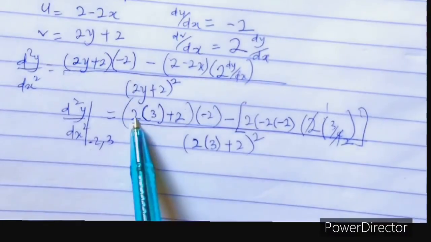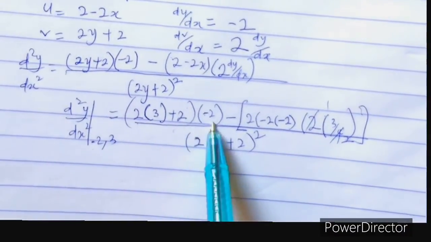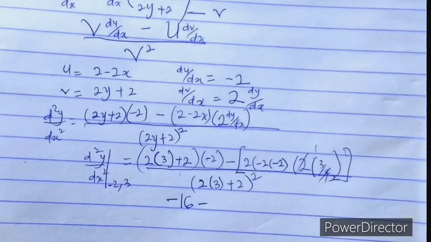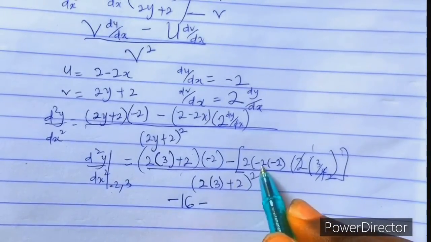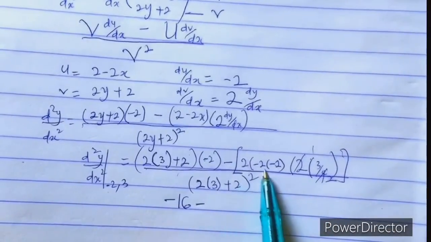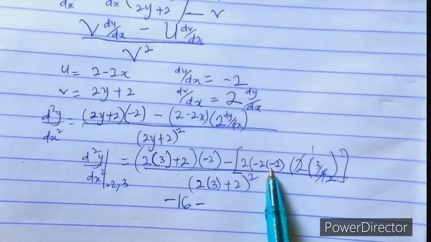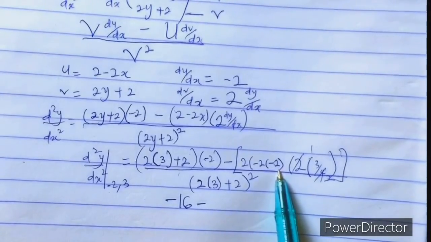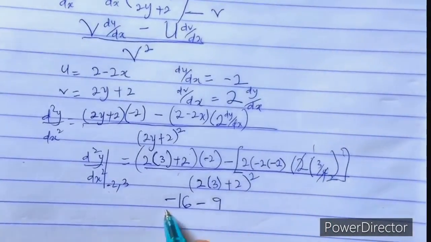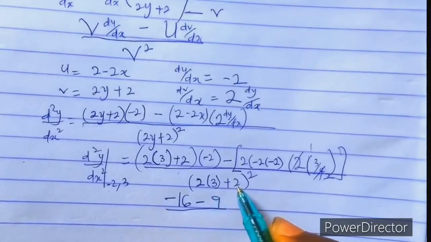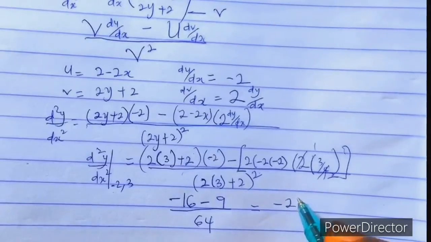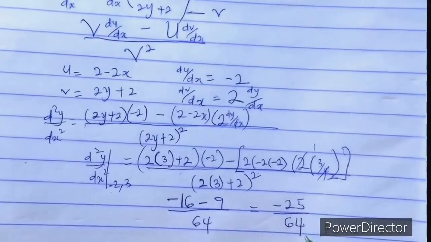And from there we can say 2 times 3 is 6 plus 2, 8 times -2, that will be -16. That will be -16 minus, minus times minus 2 is plus 4, 2 times 4. 2 plus 4 is 6, 6 times 3 is 18, all over 2. That will be 9, all over 2 times 3, which is 6 plus 2, 8 squared, that is 64. And therefore our final answer is -25 all over 64.